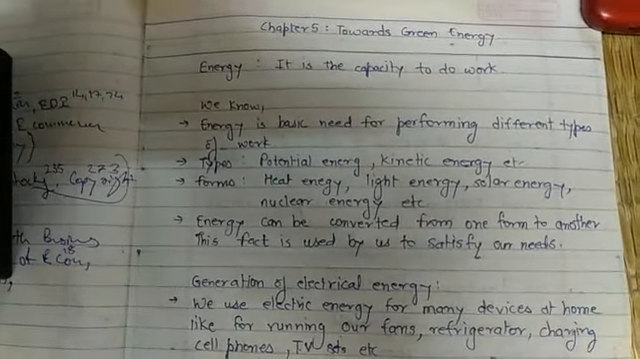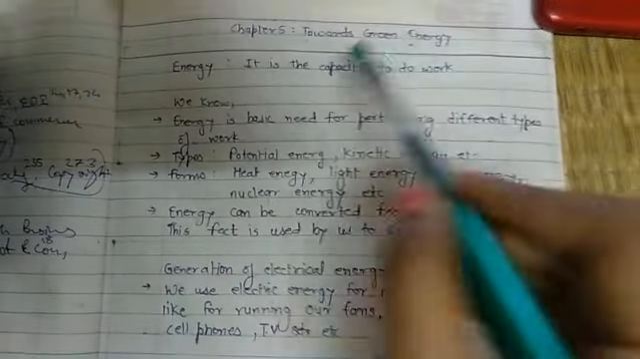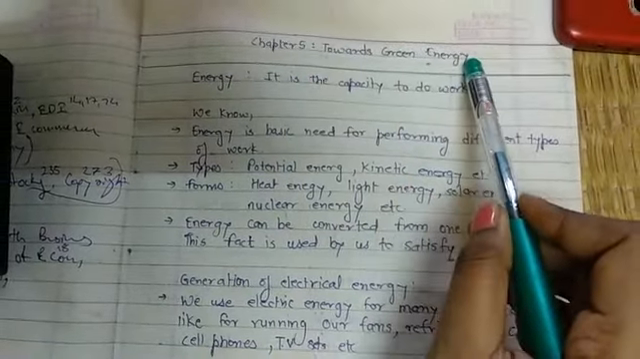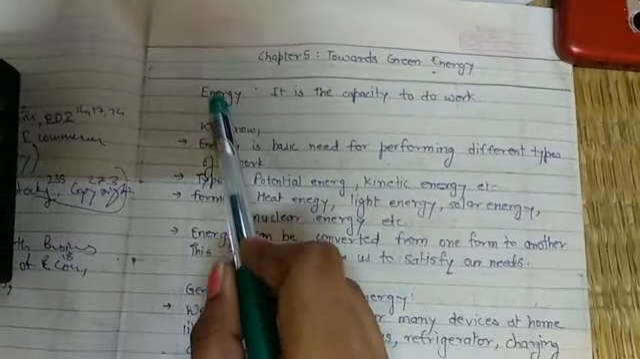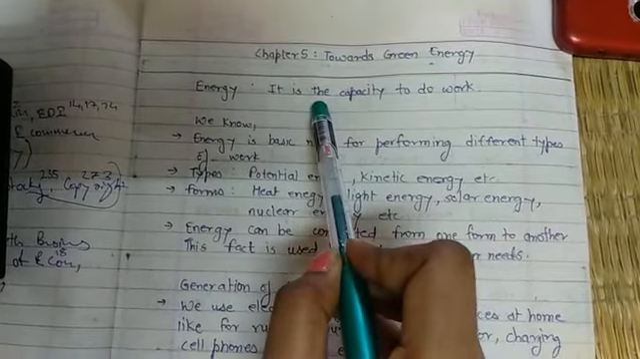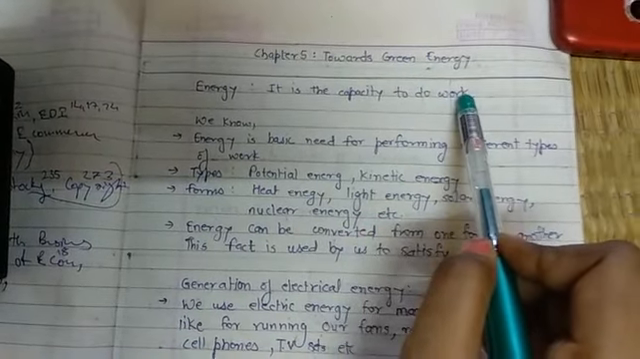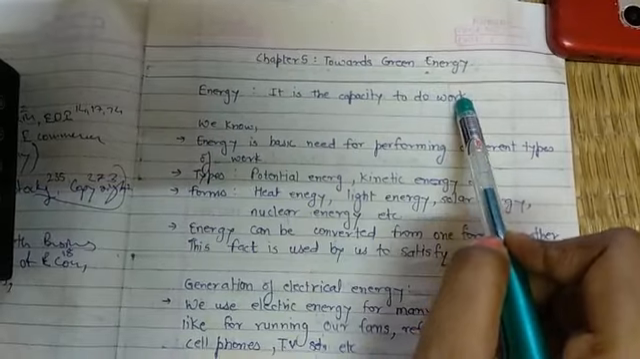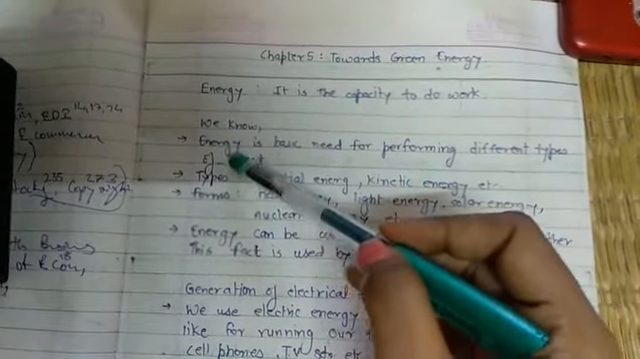Good morning, students. Today we are going to learn the chapter Towards Green Energy. Now, what is energy? Energy, we know, is the capacity to do work, right? There are certain points related to energy that we already know. Let's brush up on these points.